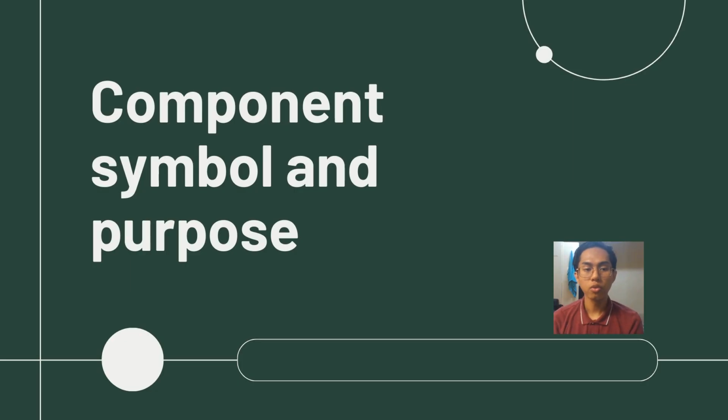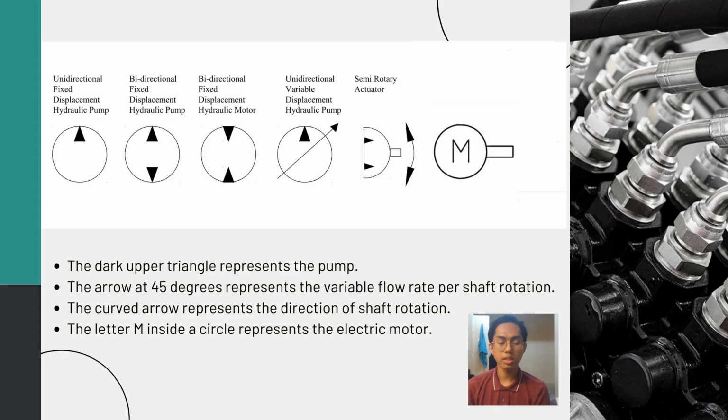Now let's move to component symbol and purpose. As you can see here, the dark upper triangle represents the pump. The circle represents the hydraulic pump. The arrow at 45 degrees represents the variable flow rate per shaft rotation, while the curved arrow represents the direction of shaft rotation. The letter M inside the circle represents the electric motor.